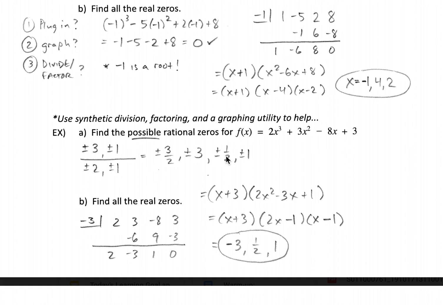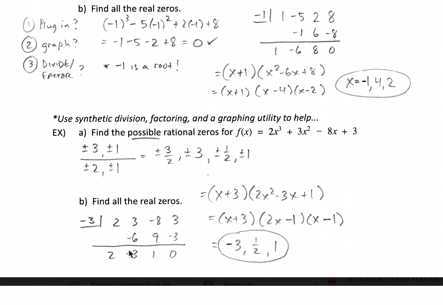We could plug any of these into the function, see if we get a result of 0, but that might take a little while. I would rather look at my graph. So if we graph this polynomial, we should be able to see some zeros that may be listed here. One of those we may find is -3. So on the graph it looks like it crosses at -3, and that was one of my possible rational zeros. So I'm going to use that to divide and see if I get a result of 0.